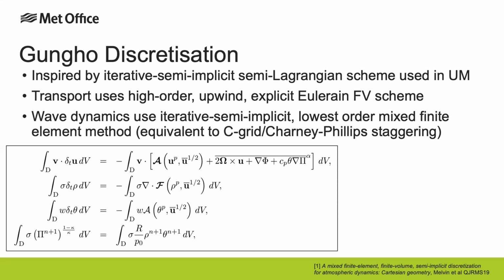So back to Gung Ho then. The Gung Ho discretization itself is inspired by the iterative semi-implicit semi-Lagrangian schemes used in the Unified Model. Transport uses a high order upwind explicit Eulerian finite volume scheme. The wave dynamics use an iterative semi-implicit lowest order mixed finite element method, which is equivalent to the C-grid Charney-Phillips staggering that the UM uses, given by these mathematical expressions here.